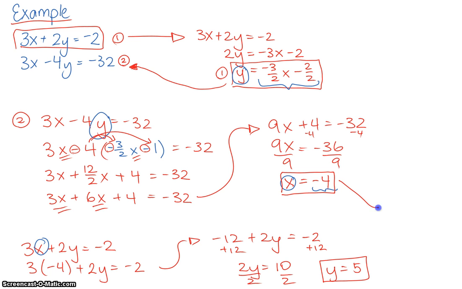Now I have these two pieces. We can find our solution, which is going to be negative 4, 5. And again, if you plug it in and test it, you'll know if it's the right point or not.